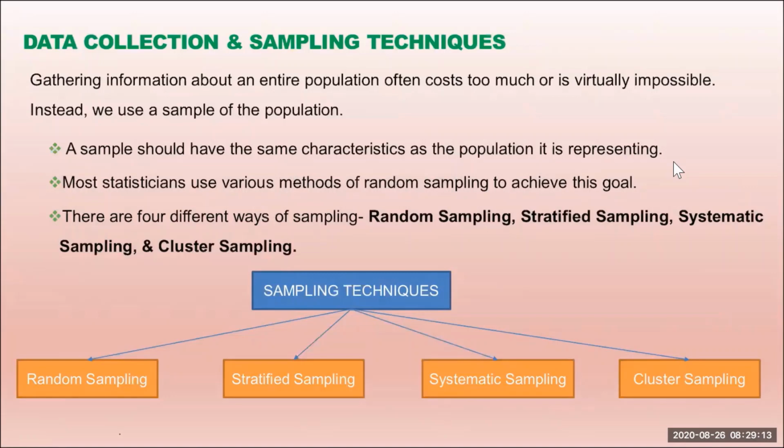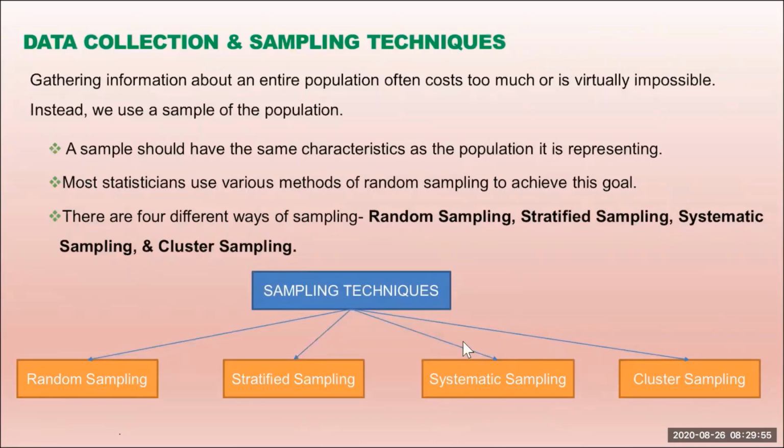So whenever we are selecting a sample, the sample must be representative of the population. It must represent the population. Otherwise, your information will be wrong. Next one, statisticians use various methods of random sampling to achieve the goal. The most widely used sampling technique is the random sampling technique. That is the meaning of that. And it works 90% of the time. But in a wider view, there are 4 different ways of collection of data or sampling technique, and they are called the random sampling technique, stratified sampling technique, systematic sampling technique, and cluster sampling technique.